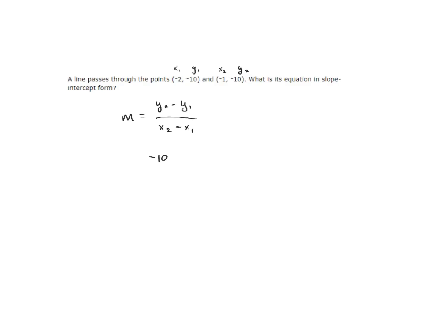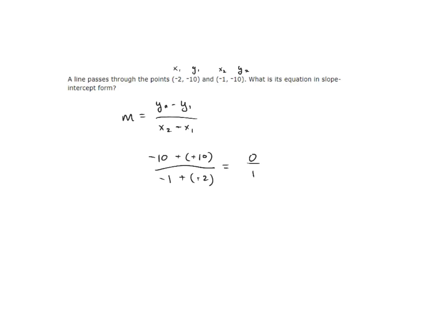And you get negative 10 minus a negative 10. Don't forget you're doing a minus, so a lot of times students will put minus 10, minus 10. And then you end up with negative 1 minus a negative 2. If you look at this problem, actually you end up with a 0 on top, so this is something with no slope. You end up with a 1 on the bottom.